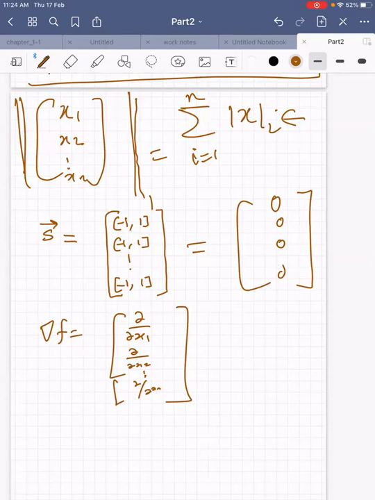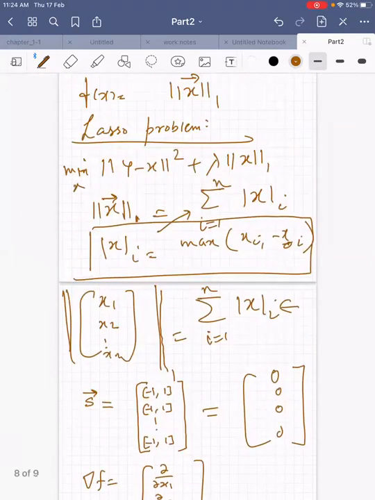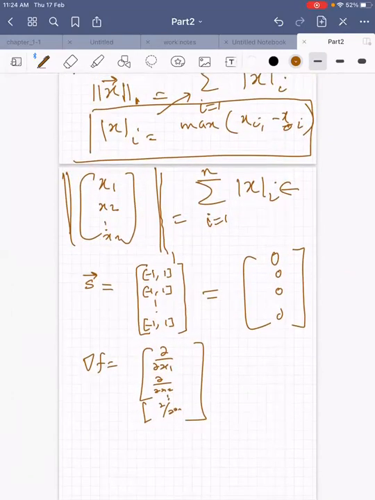But you should know that you are not obliged to take this only. You can take anything else, as long as it is between -1 and 1 for each of the points. So that's the idea. Good. So that is your subgradient.